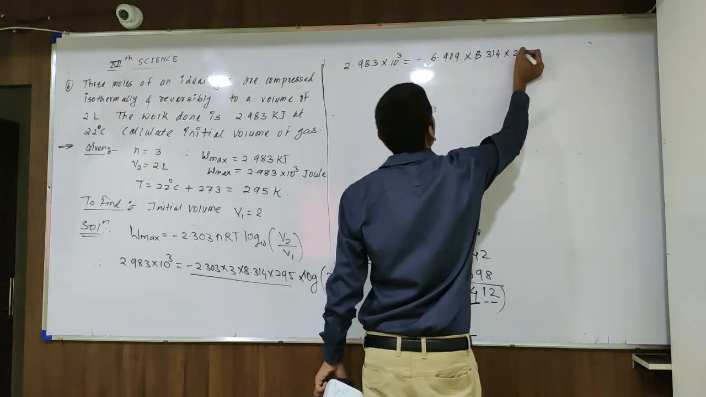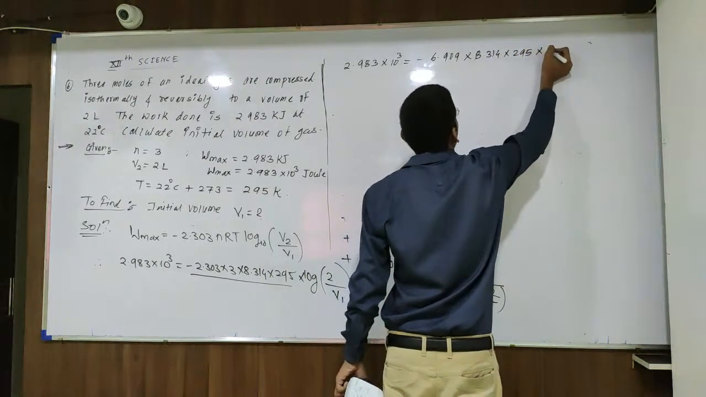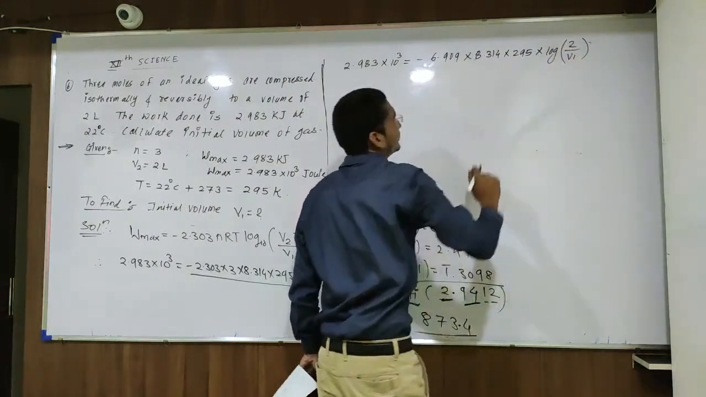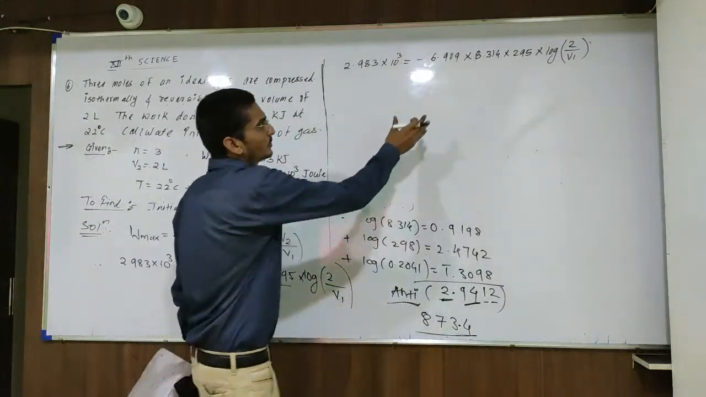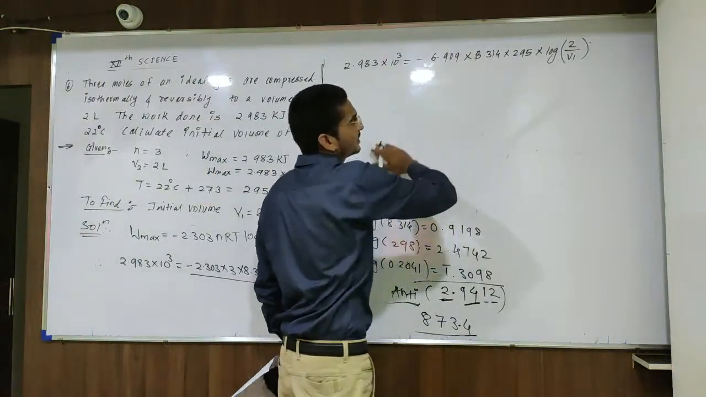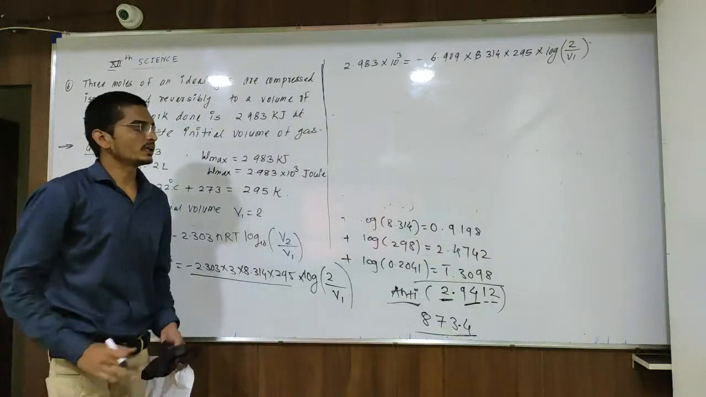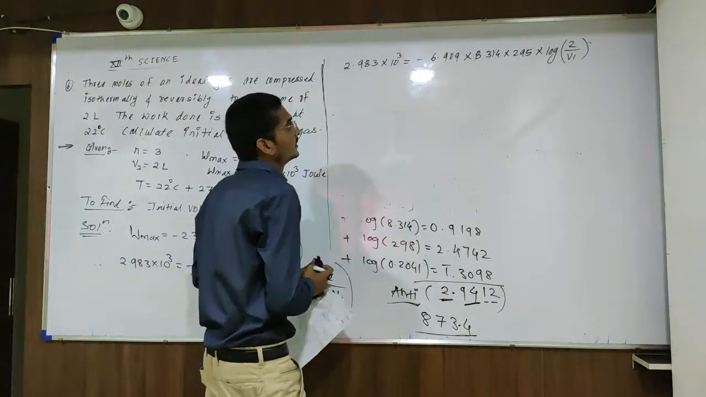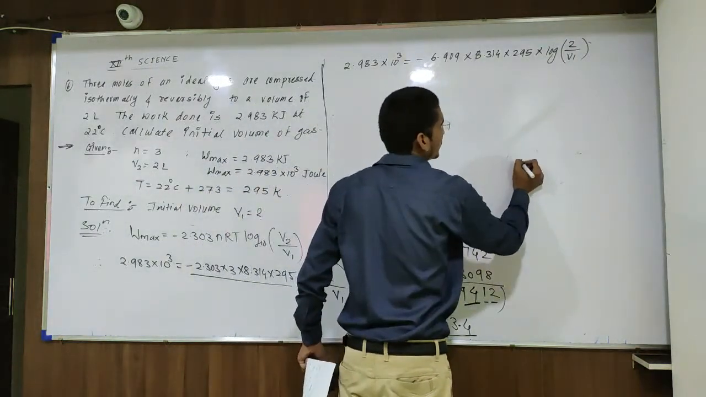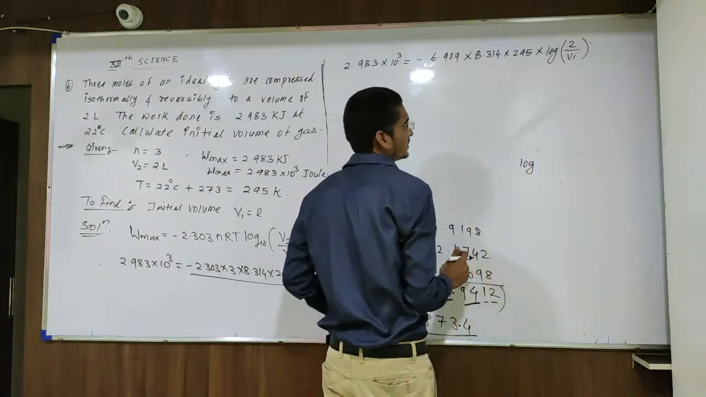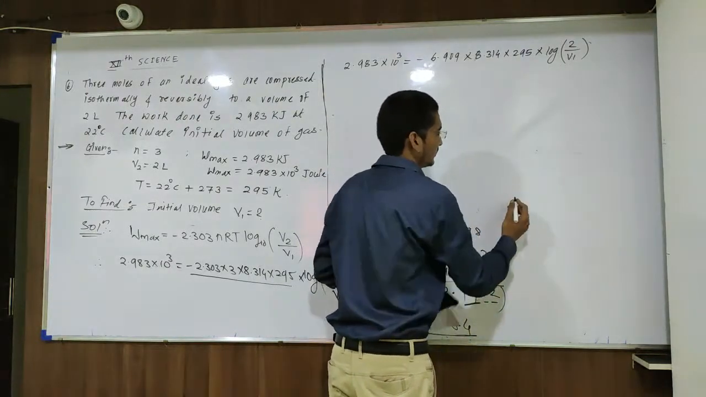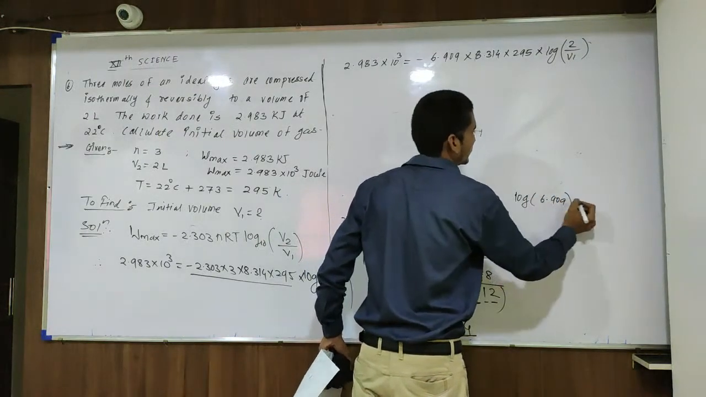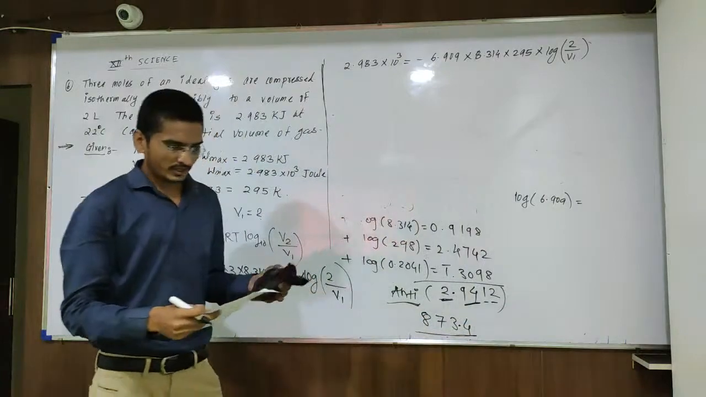8.314 multiply by 295 multiply by log of 2 upon V1. It remains as it is. Okay. First of all, do this calculation, that is 6.903 multiply by 8.314 multiply by 295. Okay. So make that calculation with the help of again log table here. Okay. So log of, yes, see here, log of 6.909. Okay. So what is the answer of log of 6.909?